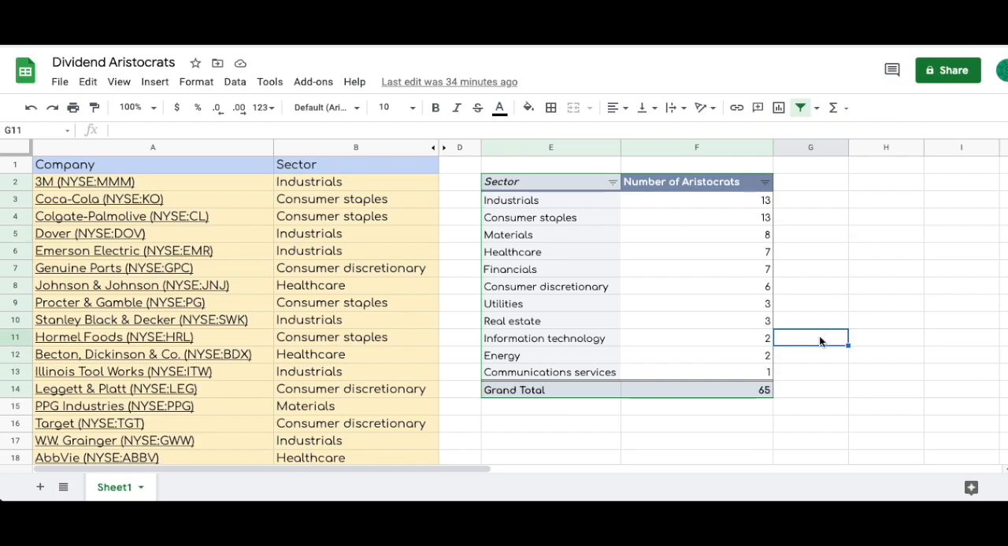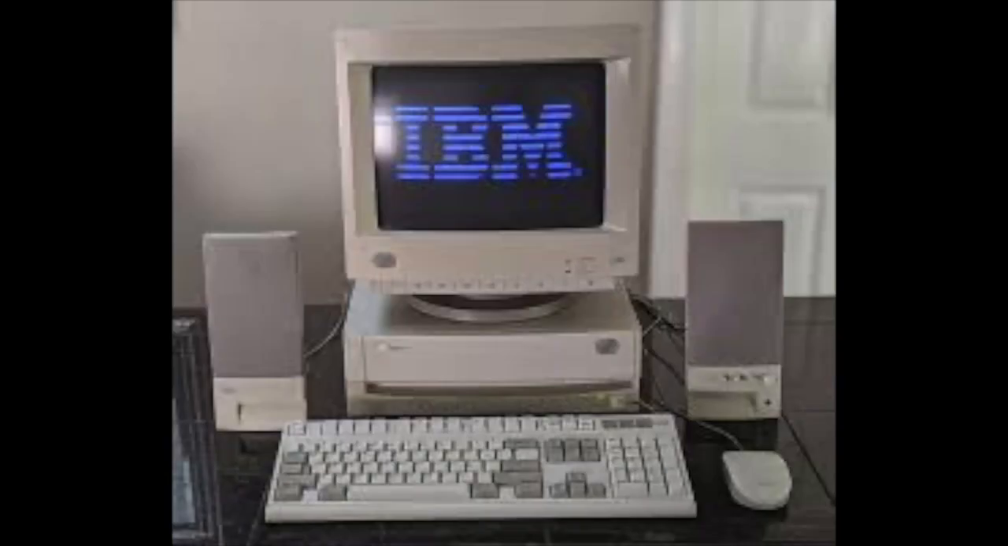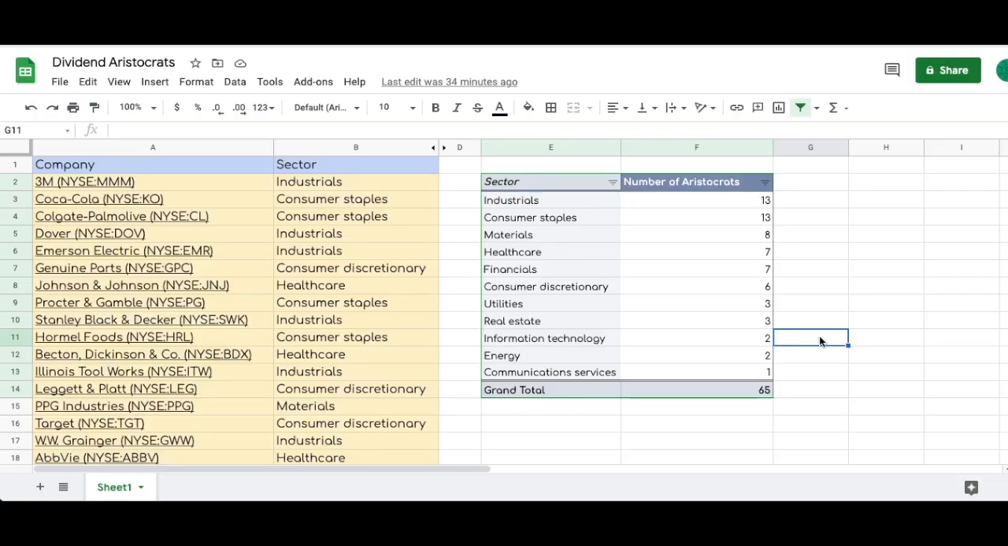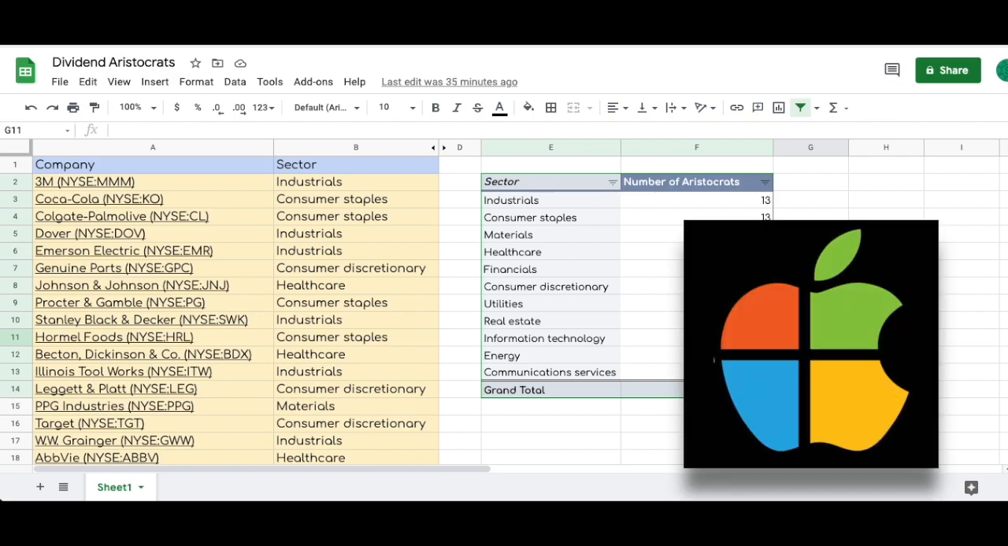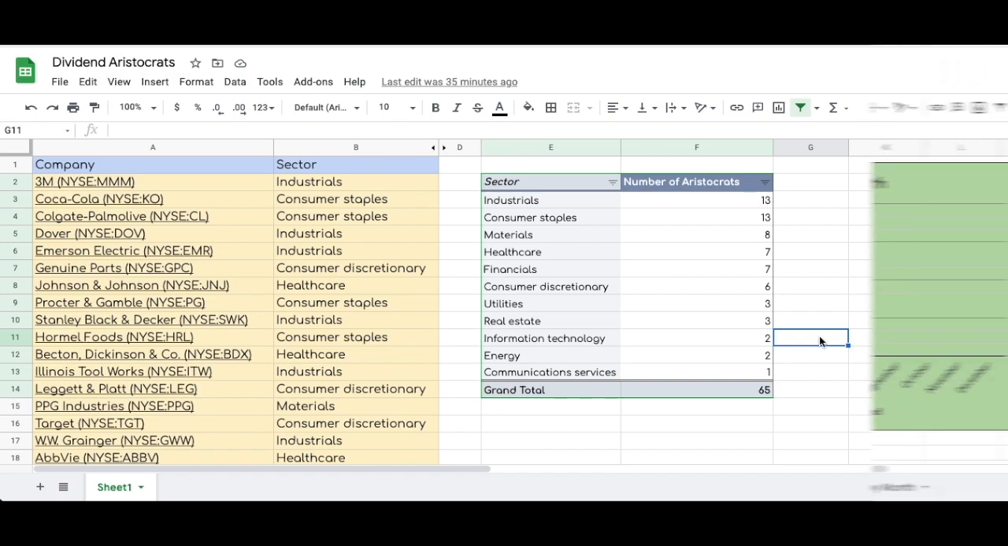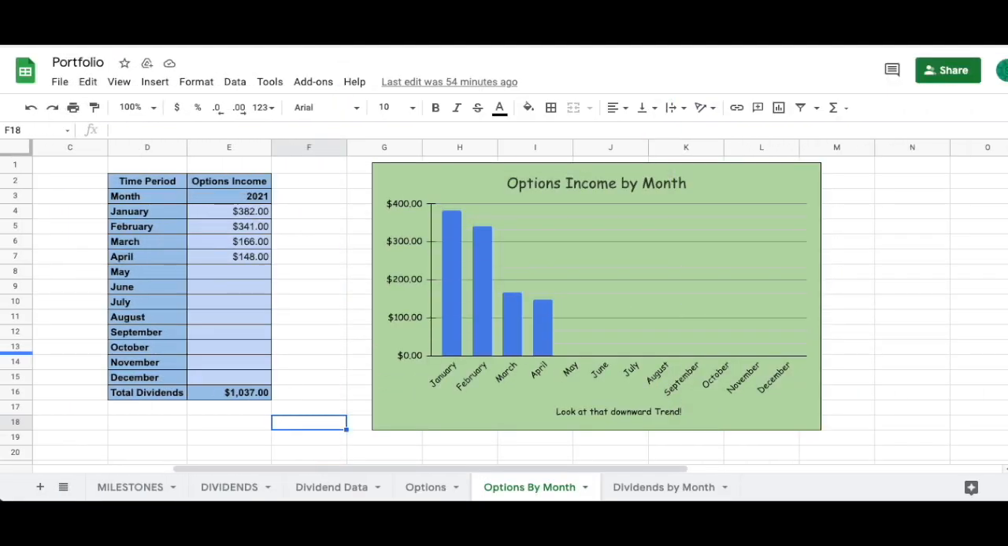What's also interesting is that there's only two tech companies on this list, and that would be IBM and the HR company ADP. Tech stocks have been really popular this past decade and have provided great returns, but lately they just have not been doing so hot. This just shows how important it is to be well diversified, and really, it's all part of having a well-balanced portfolio. I'm sure Apple and Microsoft will one day join this list once they reach that 25-year mark of increased dividends. Let's move on to how much I made in options income.